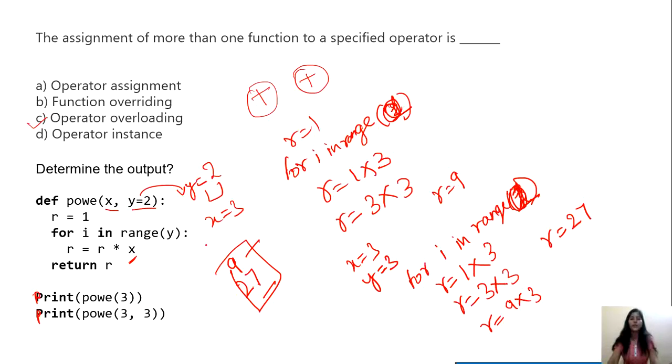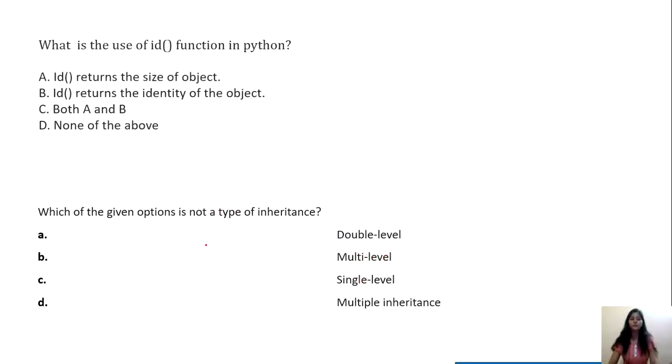Okay. Let's move to the next question now. What is the use of id function in Python? So we have a function named id in Python. So we have to determine its use. Id returns the size of object. Wrong. Id returns the identity of the object. This is correct.